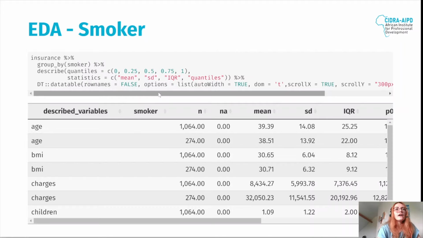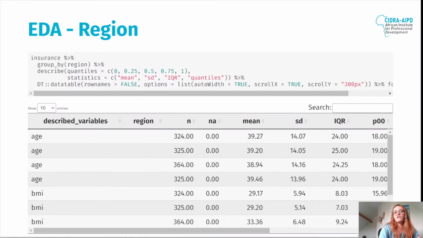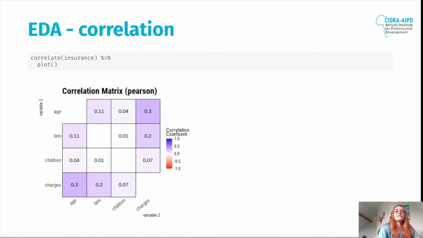You can also have the same by smoker, the smoker classification. The same for region, that we have here a lot more. We have 4 regions actually, and you can do also a correlation. That's the final thing that I've done.